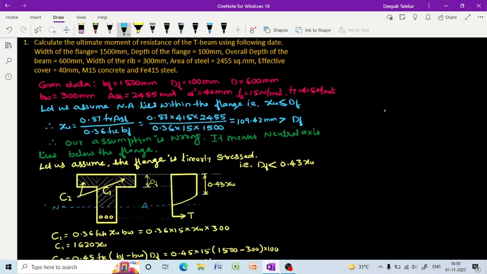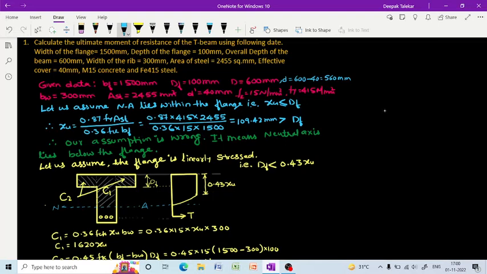So write down the given data. BF is given 1500 mm, DF is given 100 mm, overall depth D is given 600 mm. You can calculate the effective depth here only. Effective depth d is equal to 600 minus effective cover, which is given 40, that is 560 mm. Now width of the rib is given 300 mm, Ast is given 2455 mm square, and fck is equal to 15 Newton per mm square, fy is equal to 415 Newton per mm square.